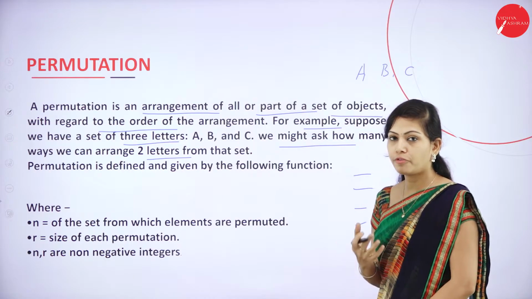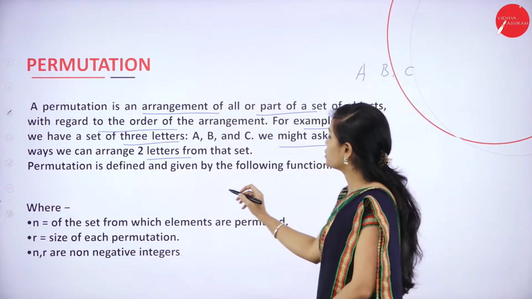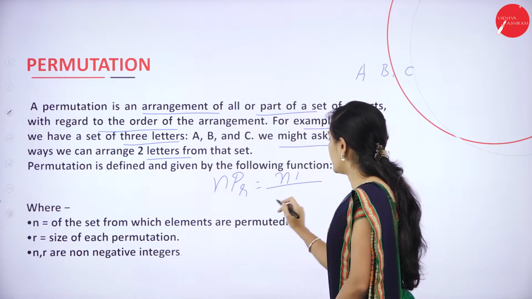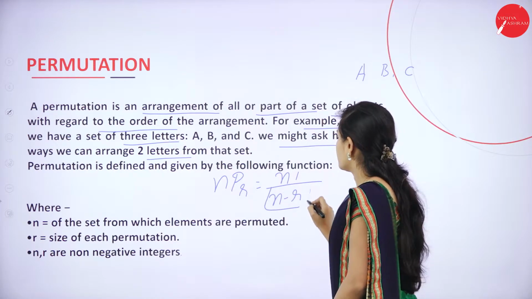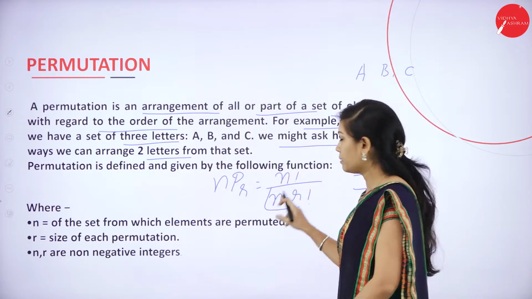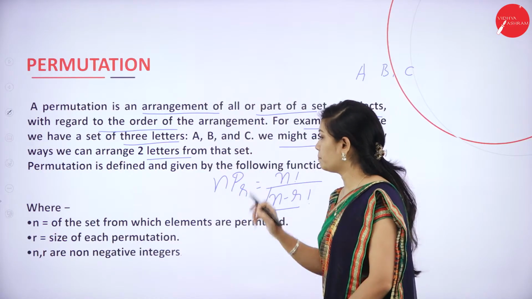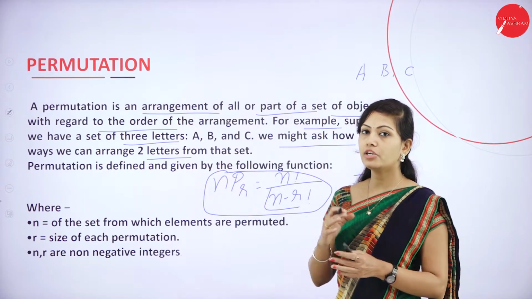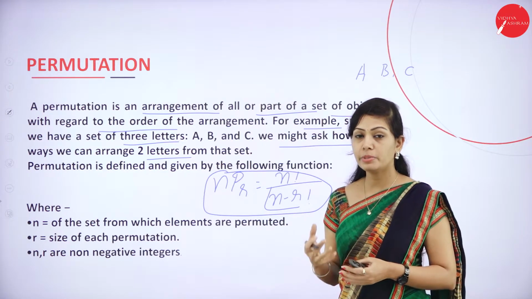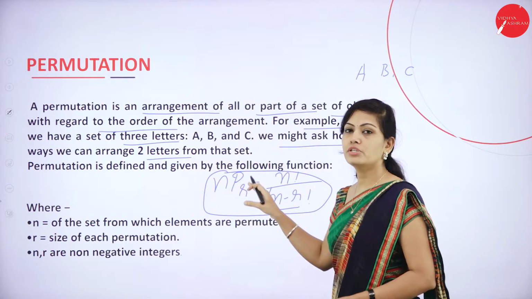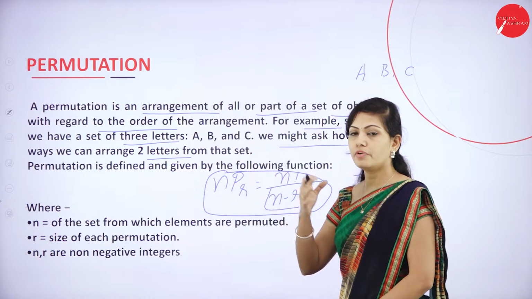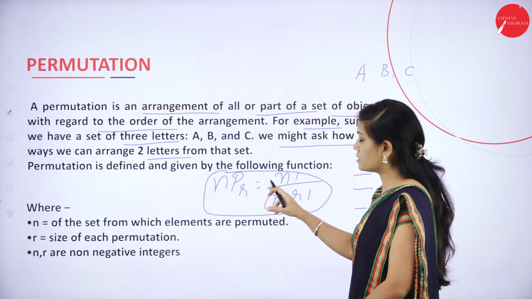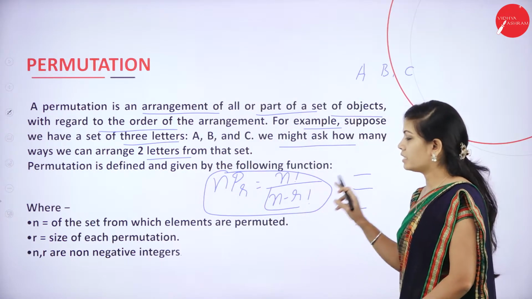What is the formula for arranging the elements in permutation? That is nPr equals n factorial by n minus r factorial. So, this is the formula for permutation. Permutation and combination both are arrangements of elements only, but here in permutation we are using P, and in combinations we have to use C. So, nPr is used in permutation: nPr equals n factorial by n minus r factorial.